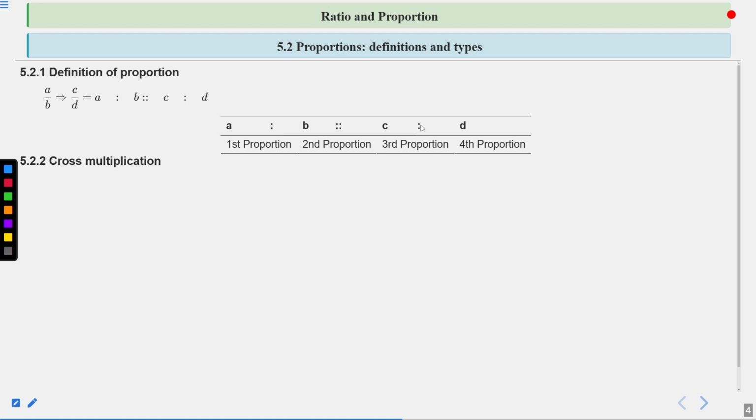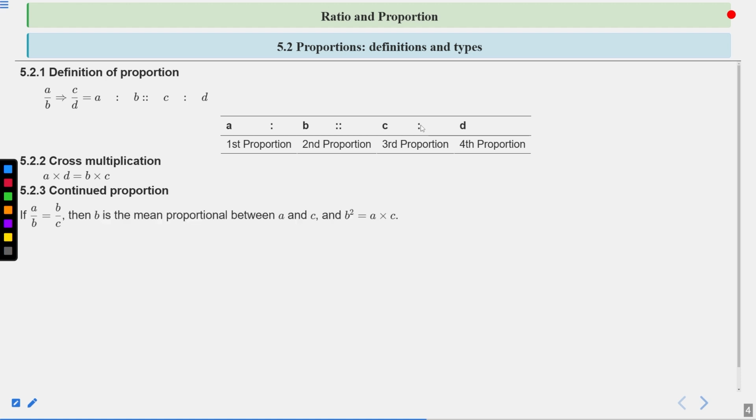Now cross multiplication. So when we cross multiply two ratios which are equal, it will become A into D equals to B into C. So next one is continued proportion. So if A upon B equals to B upon C, then B is the mean proportion between A and C and represented by B square equals to A into C, or we can say that continued proportion.